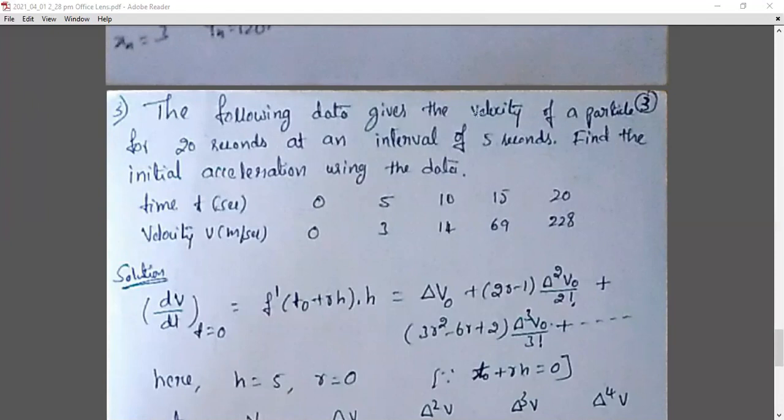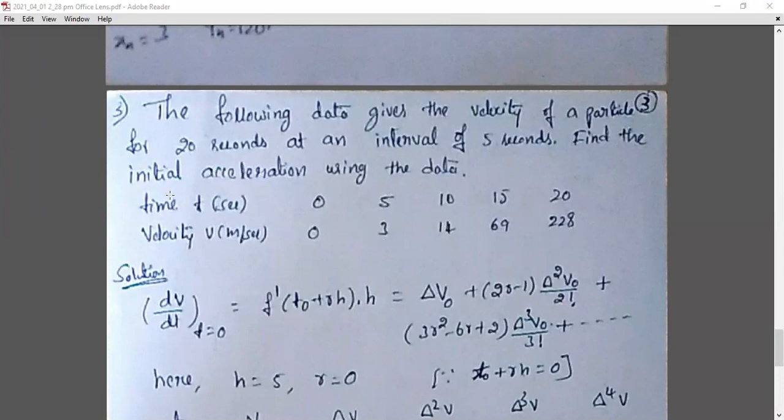So the following data gives the velocity of a particle for 20 seconds at an interval of 5 seconds. Find the initial acceleration using the data, where the time is measured in seconds: 0, 5, 10, 15, 20, and the velocity is denoted as v, measured in meter per second, and it's given 0. At 5 seconds, it is 3 meter per second. At 10, 14, at 15, it is 69, at 20, it is 228. So for this given data, you have to find out the initial acceleration.